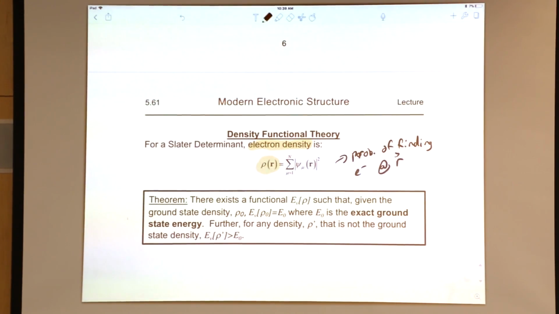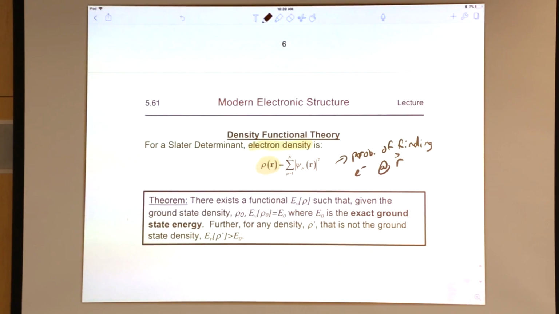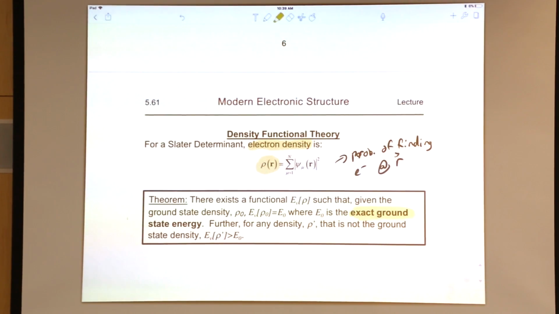The thing that's kind of amazing is that there is a mathematical theorem that you can prove in about 2 pages using just proof by contradiction. You can prove that there exists a functional, which is always given the name E sub V of rho, such that when you're given the ground state density, rho zero, if you plug that into this magical functional, it will give you the ground state energy. So if you found the ground state density lying around in the gutter and you picked it up and put it into this functional, it would give you the ground state energy. And E0 is not just the approximate ground state energy, it is the exact ground state energy. Further, for any density rho prime that is not the ground state density, if you plug that density into EV, you get a higher energy.